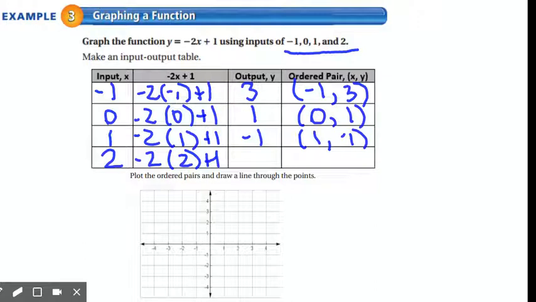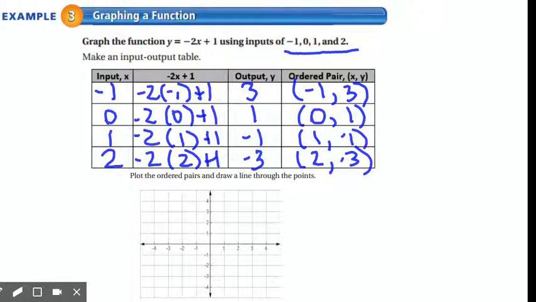And then the last output, negative 2 times 2 is negative 4, plus 1 is negative 3. So our ordered pair is 2, negative 3. All right, that is how you fill out the table.